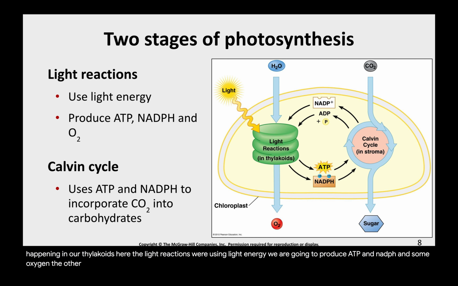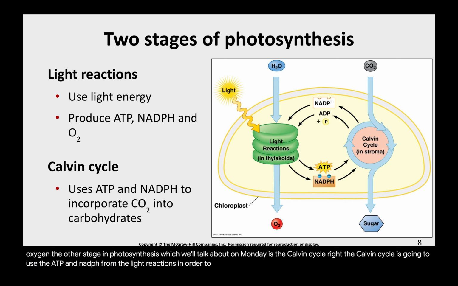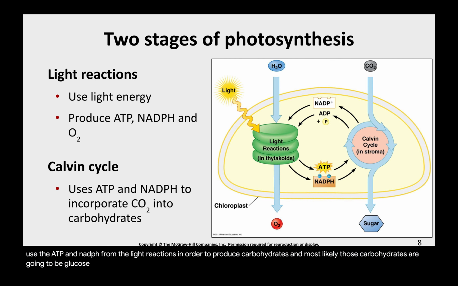The other stage in photosynthesis, which we'll talk about on Monday, is the Calvin cycle. The Calvin cycle is going to use the ATP and NADPH from the light reactions in order to produce carbohydrates, and most likely those carbohydrates are going to be glucose molecules.